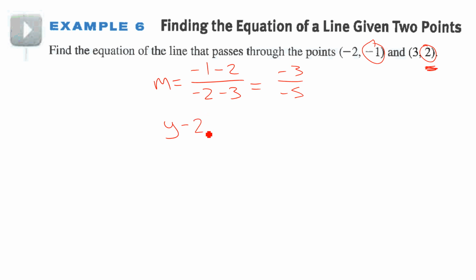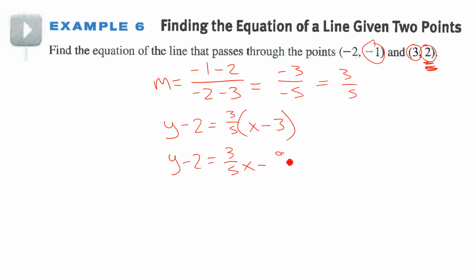y minus 2 equals m, 3 over 5, right? Negative over negative is a positive. x minus the x that matched up with the 2 we already picked, so x minus 3. Okay? All right, so we can clean this up and say y minus 2 equals 3 over 5 x minus 9 over 5.